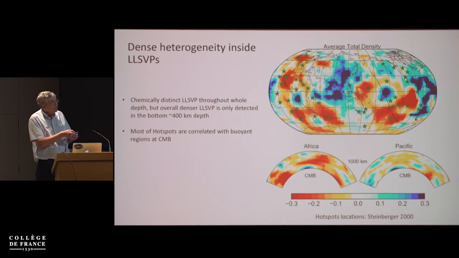deeper down. And these are cross sections of the density field through the Pacific LLSVP along that line, the Africa one here along this line. You can see this chemically distinct feature within the LLSVPs, and in these inversions anyway, it's pretty much relegated to the bottom of the mantle and not even the entire LLSVPs, but within the center of them.